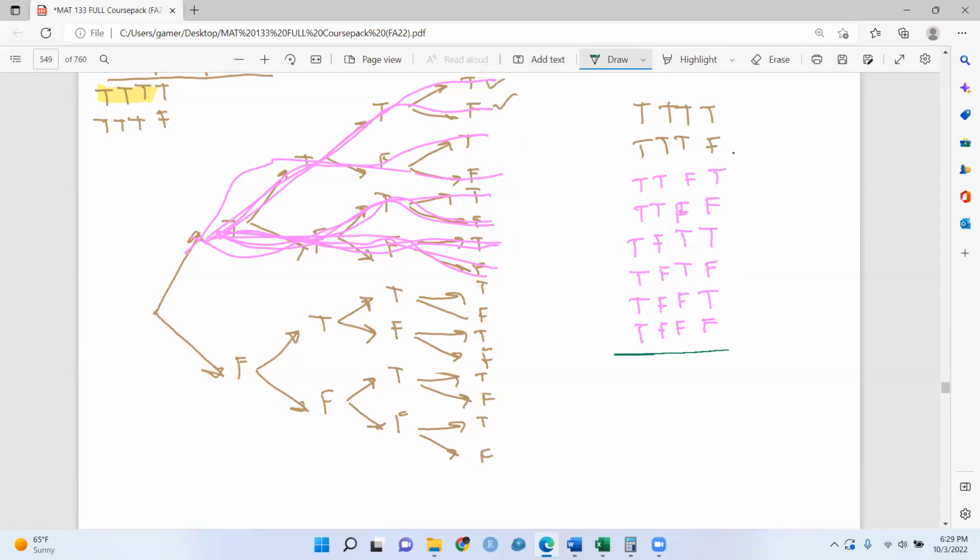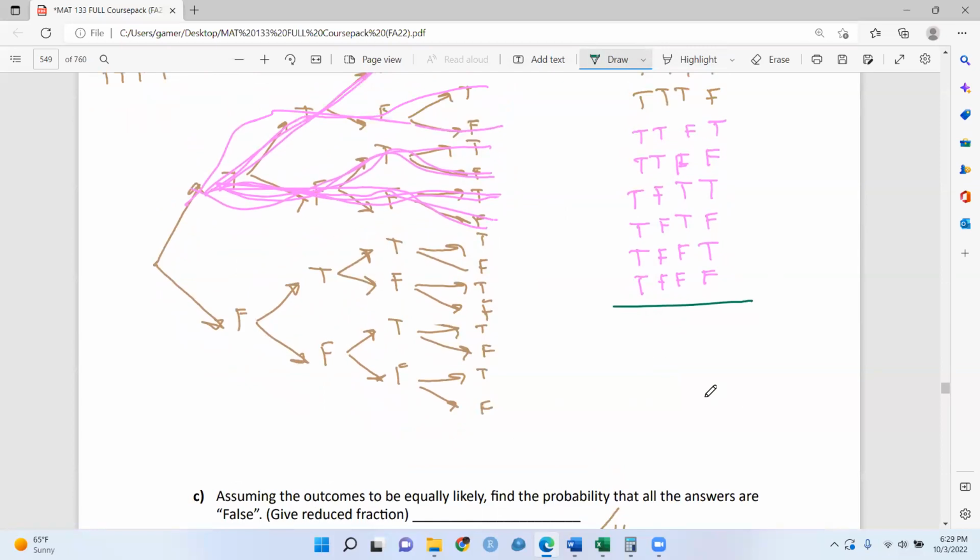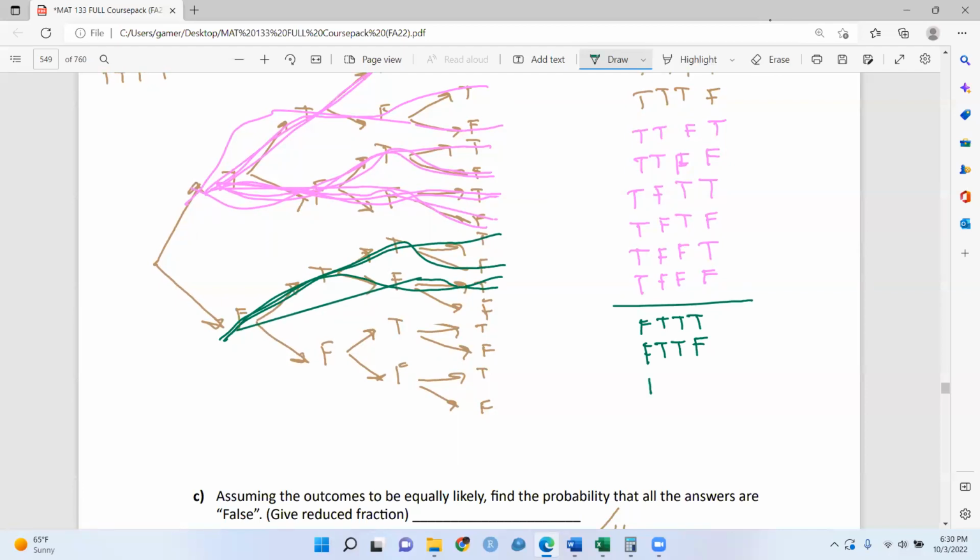We could draw a line in between that and say, all right, here comes guessing false first. So FTTTT. And then FTTF. That's a cool symmetric one, right? It's the same frontwards and backwards. I got way too many T's there. Let's get rid of that one. So FTTF, and then FTFT. Oh, that's another one that's the same front and back. No, it's not. And then FTFF.